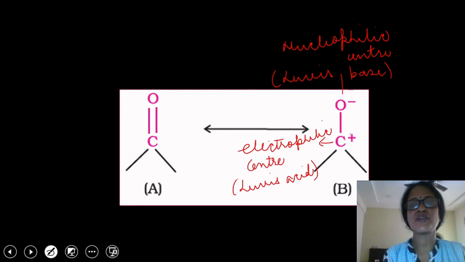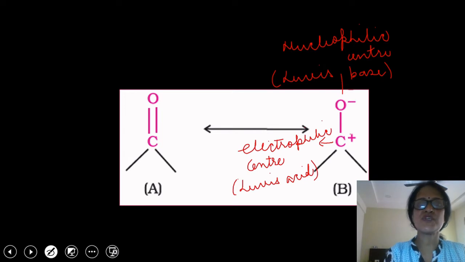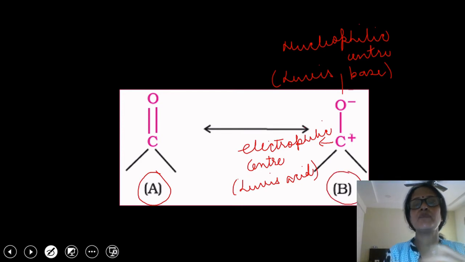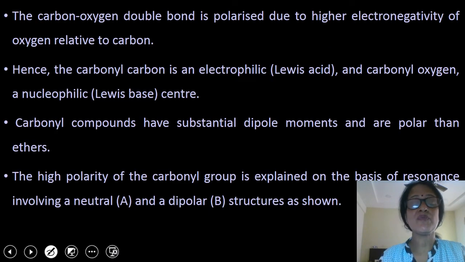So we can say that resonance stabilization is taking place in carbonyl group. It consists of 2 resonating structures. Structure A is a neutral structure and structure B is a dipolar structure. Because of the development of these charges, the carbonyl group has enough dipole moment and it is more polar than ether. So whatever points I have discussed with you are written here in this slide.